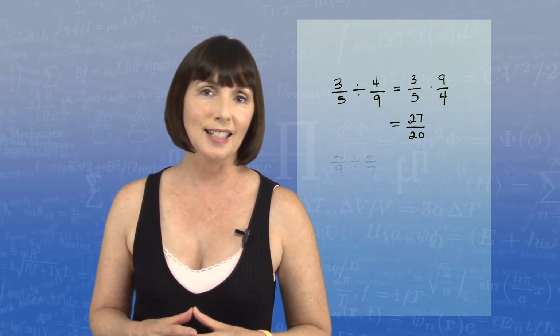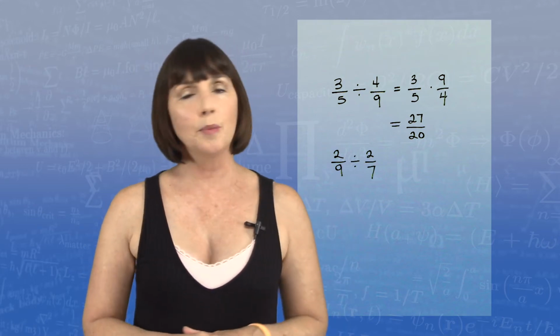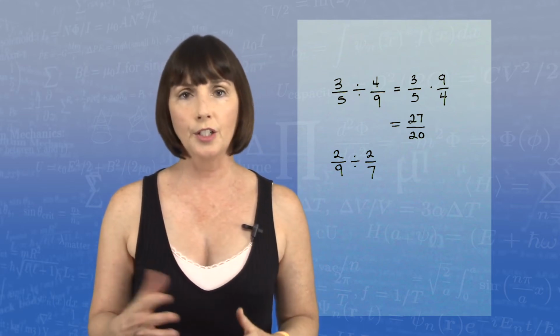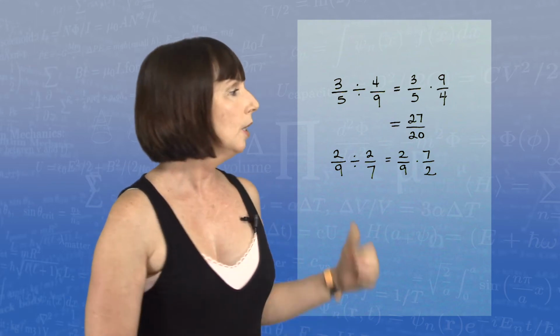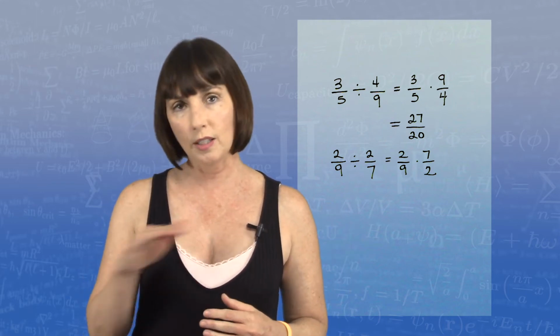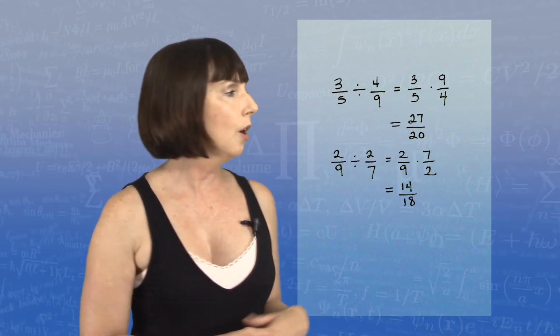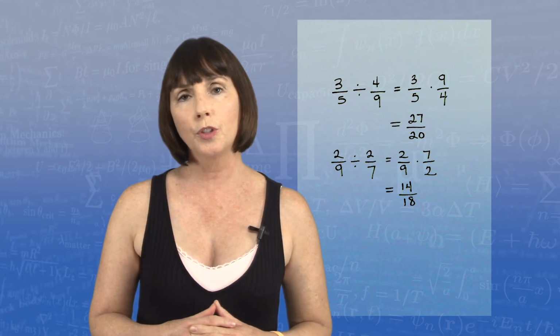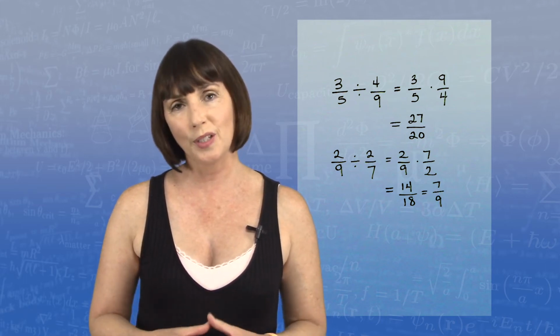Okay, let's take a look at this. 2 over 9 divided by 2 over 7. Change division to multiplication, flip that second fraction upside down. So you get 2 over 9 times 7 over 2. And multiplying across the top and across the bottom, we get 14 over 18. Both of those can be reduced by a factor of 2, so that leaves us with 7 over 9.